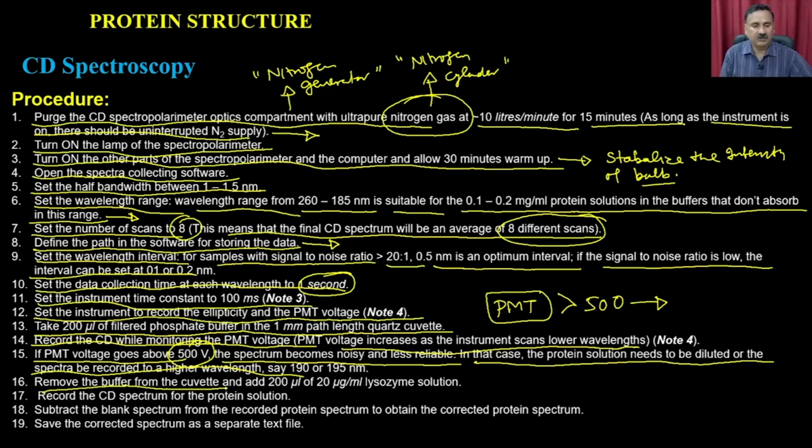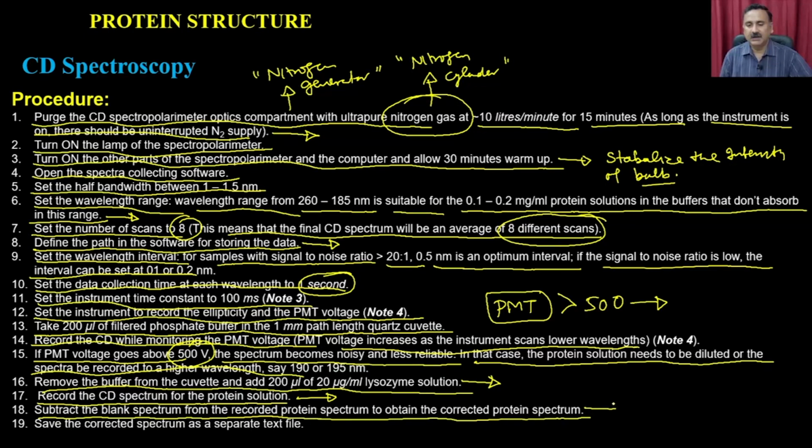Remove the buffer from the cuvette and add 200 microliter of 20 microgram per ml lysozyme solution. Remember that in the previous step we have discussed how to prepare the lysozyme solutions. Then you record the CD spectra for the protein solutions. Subtract the blank spectra from the recorded protein spectra to obtain the corrected protein spectra.